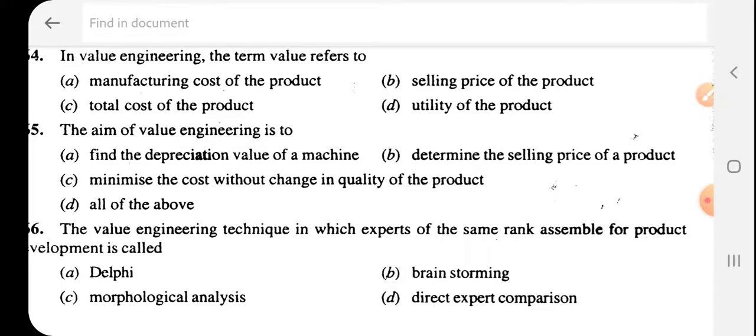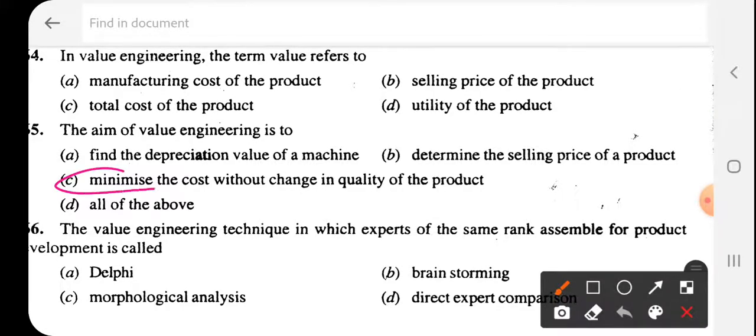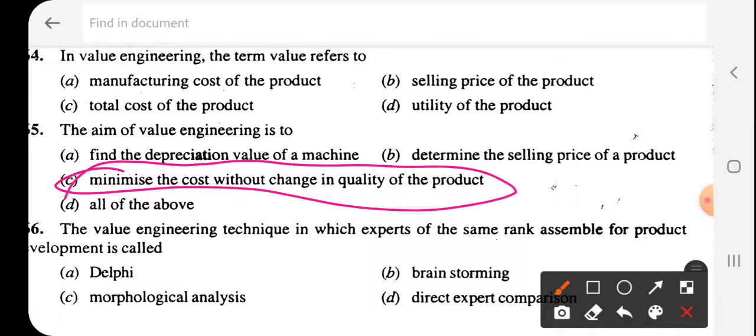The aim of value engineering is to minimize the cost without changing the quality of the product. So this is the value. That is value engineering. Minimize the cost without changing the quality of the product, that gives you more value.